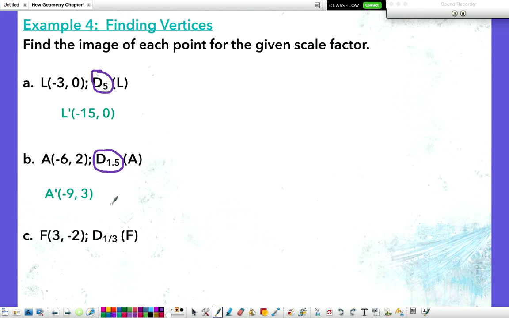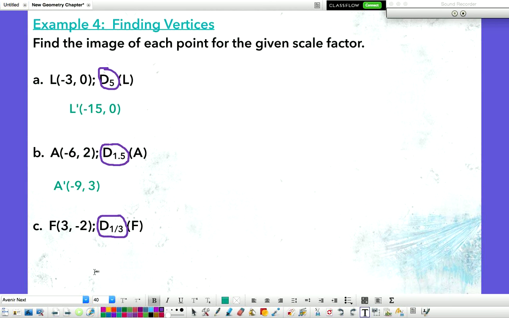Okay, for F, I'm dividing by 3 or multiplying by a third, however you want to look at it. So F prime would be 3 divided by 3, 1, and then -2/3. Okay, I just leave it as a fraction. It's not a big deal. Yep, so there it is.